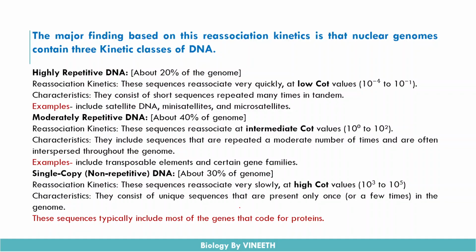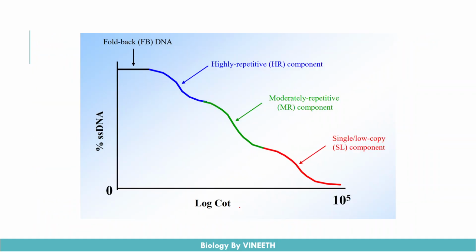First one is the highly repetitive DNA. It occupies about 20% of the genome, and it has very low COT values, that means 10 power minus 4 to 10 power minus 1. When you plot the concentration of single stranded DNA against the log COT value, you will get a graph. The initial stages indicate the highly repetitive components, the mid stages represent the moderately repetitive components, and the higher COT values represent the single copy component, the unique sequences of the DNA. This is what the graph actually says.